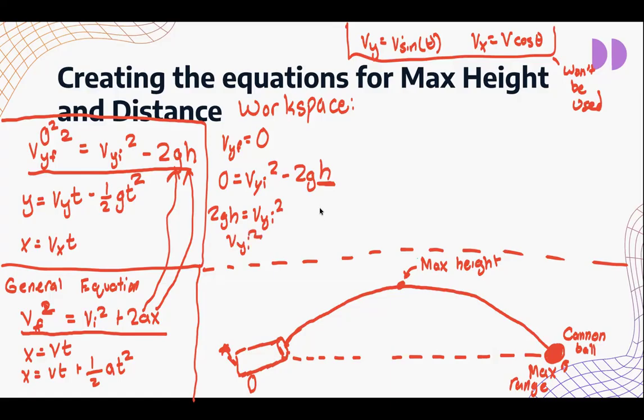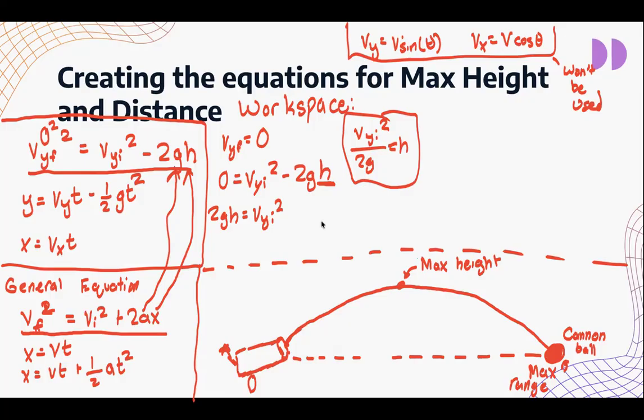No. Vy squared over 2g, correct? Yeah, over 2g. Does that make sense to everyone? Here it's just manipulating equations. And then this is just equal to the max height. Does this make sense to you?